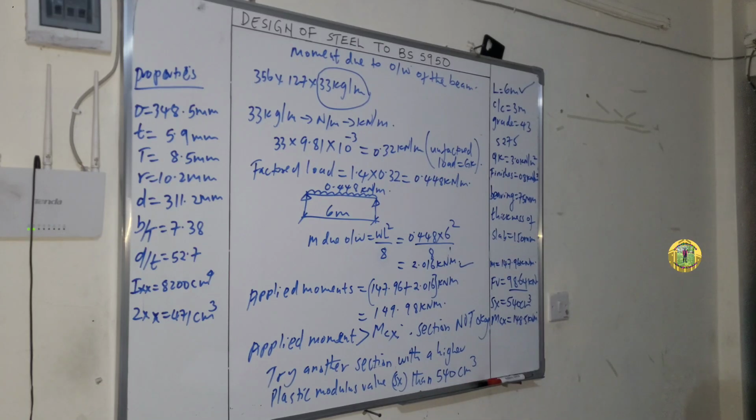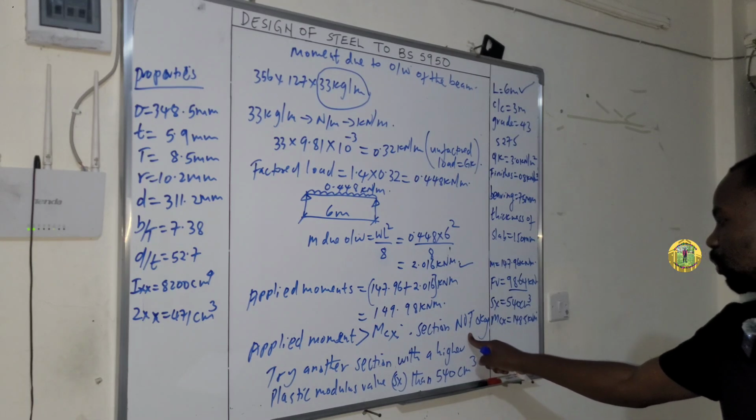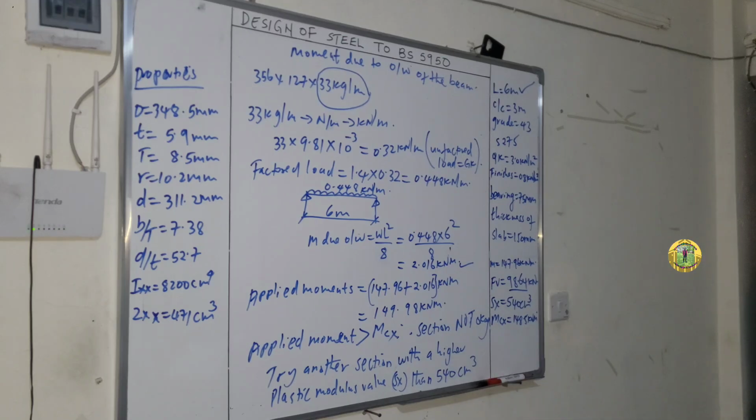So the examiner will know you know how to design, you know how to follow the procedure of this design, and he will give you all your marks. But if you are practicing, you are now a structural engineer, and maybe you find this section is not okay. So what you do, you will go back to the table. I've shown you how to do this. I think it is in example 2. So you will go back to the table and try another section using different values.